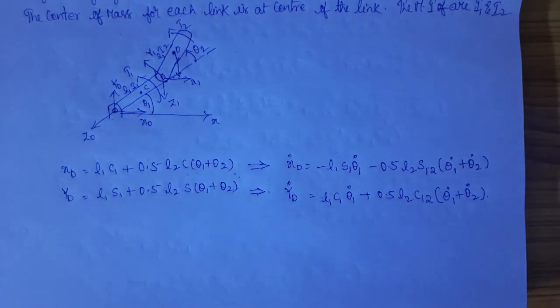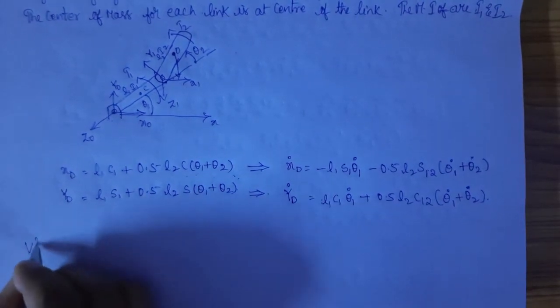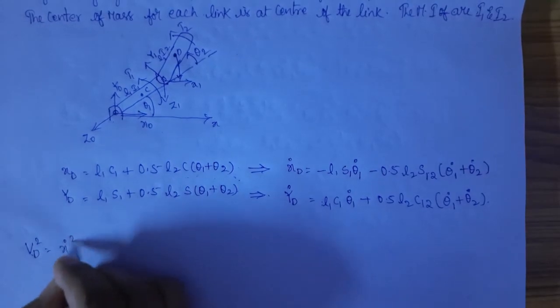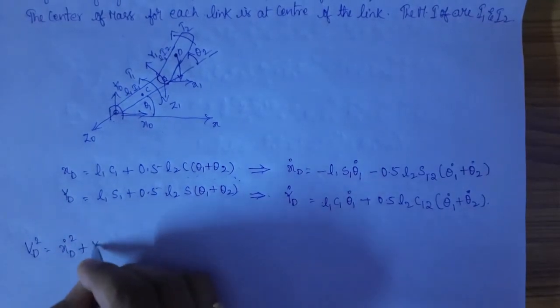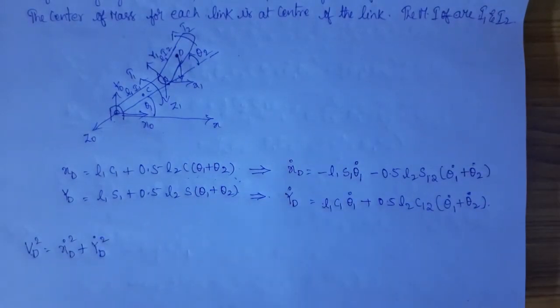Therefore, the total velocity of the center of mass of link 2 is given by velocity D squared equals x dot D squared plus y dot D squared. We take the modulus squared, so we go for the velocity square.